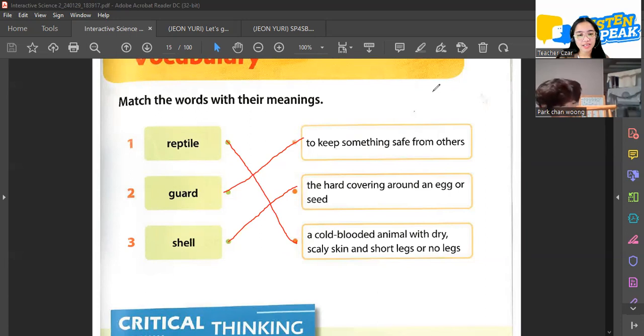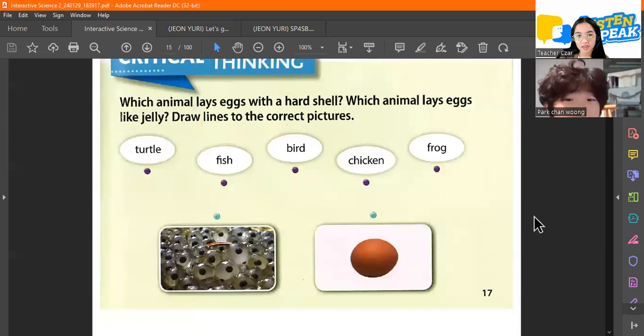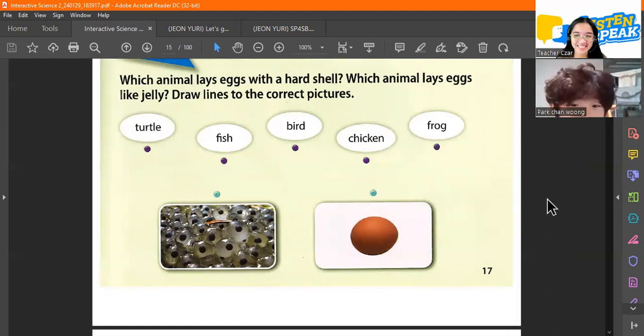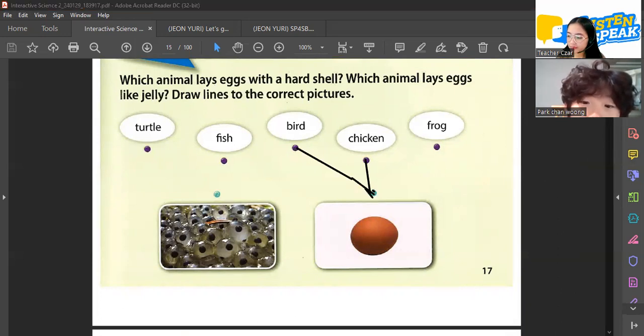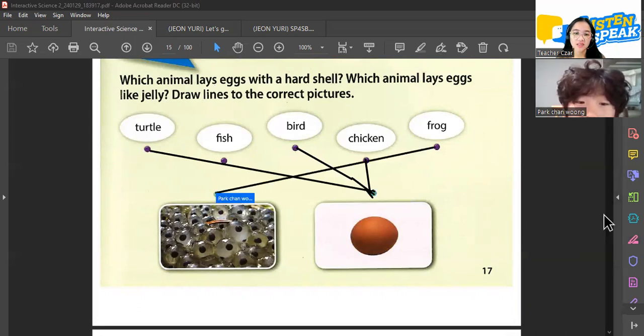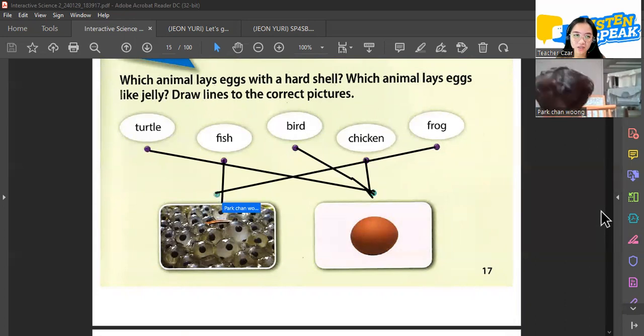Now we will be moving on with the next, which is critical thinking. So which animal lays an egg with a hard shell? This egg looks like ice. Yes, it is. So which animal lays a hard shell egg, and which lays an egg like jelly? Okay, very good. All done with this.